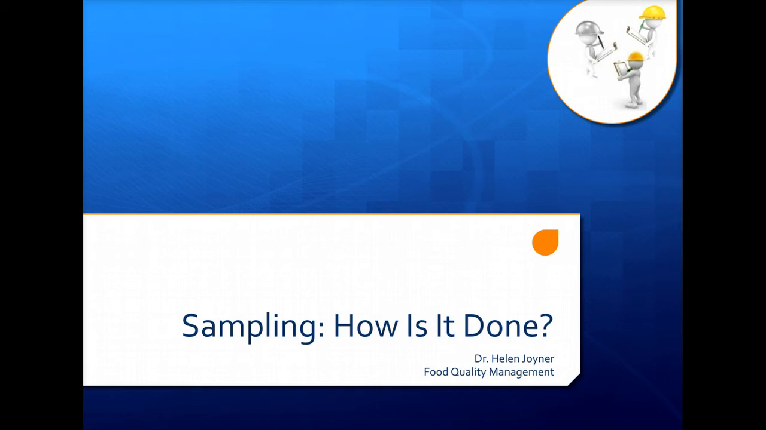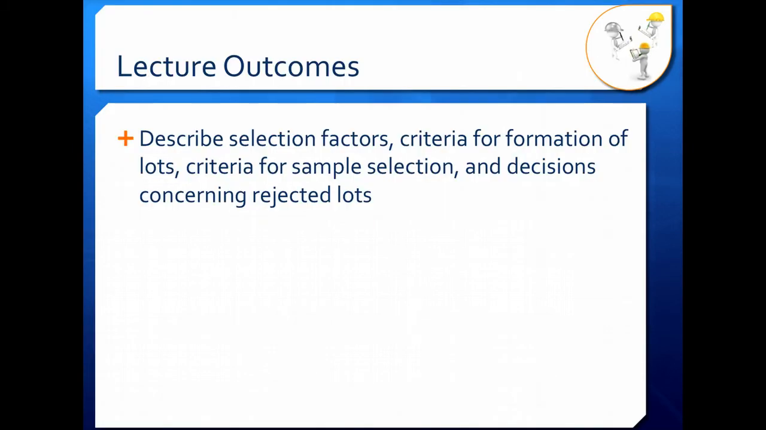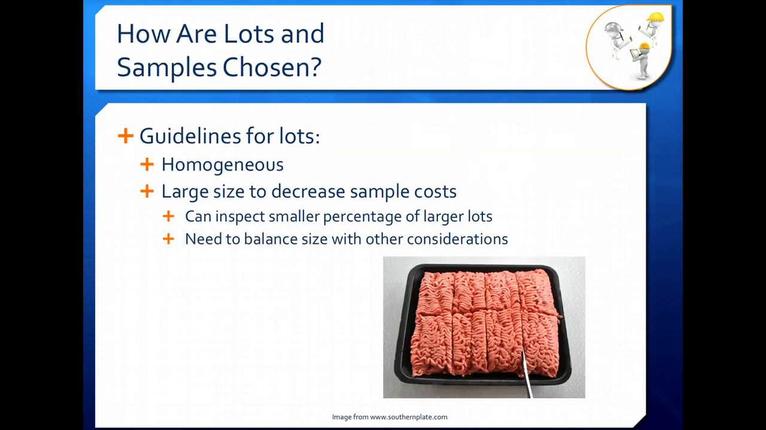Let's talk about how sampling is done in the food industry and how it should be done to make sure that we're accurately measuring the quality and number of defects in our food. The lecture outcomes for this video are to describe selection factors, the criteria for formation of lots, the criteria for sample selection, and the decisions concerning rejected lots.